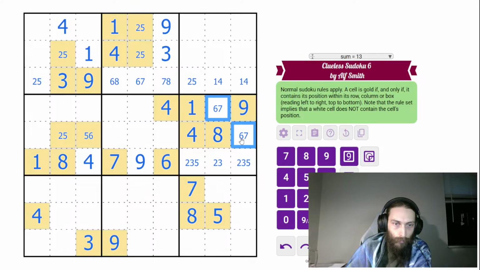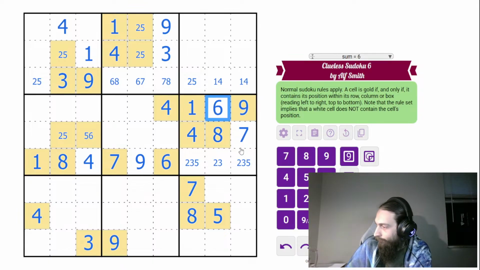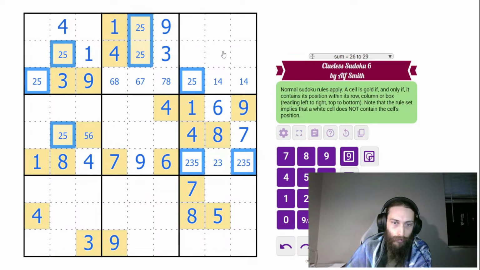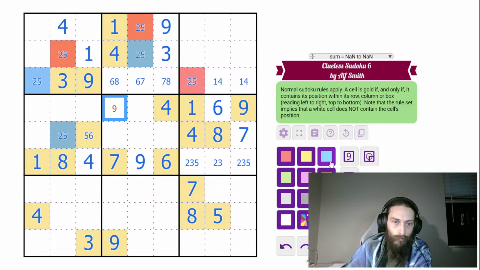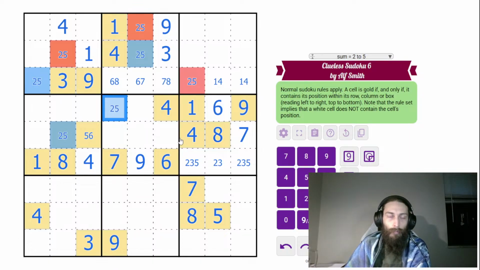These are a 6, 7 pair, if I'm reading that correctly. Oh, and this can't be position 6, so that's 7 and 6. Puzzle has lots of 2, 5 pairs. Sure does. Well, that makes that one, excuse me, the blue 2, 5.